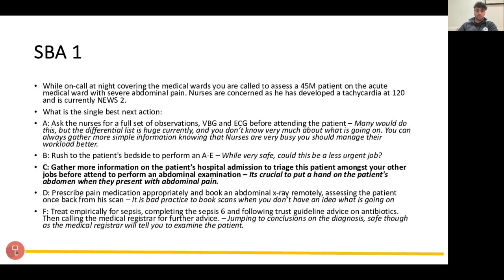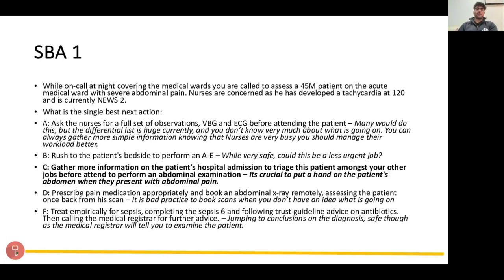Now, A is a valid option. Many would do this, given that you would be gathering information. However, you don't actually know what's going on at this point. You don't know what's causing the pain, and you don't know why the patient has come in. You only know that he's tachycardic at 120. You can always gather more simple information first, knowing that nurses are very busy and you should manage their workload better. For example, you might find out that the patient is constipated, and then you wouldn't necessarily need to do a VBG. Or you might find out that they've also been vomiting blood, and then you need to be attending a lot more urgently.